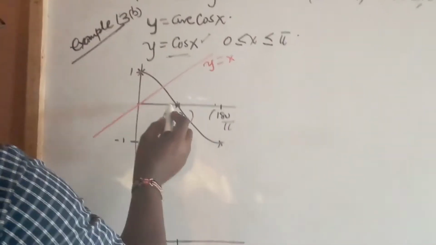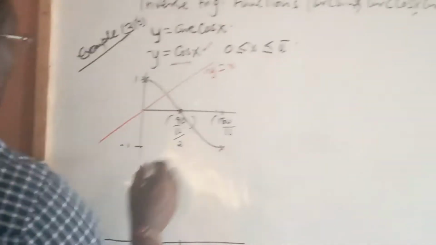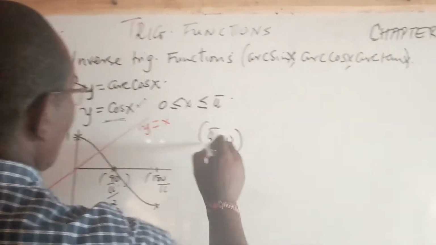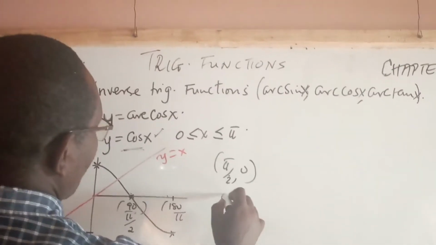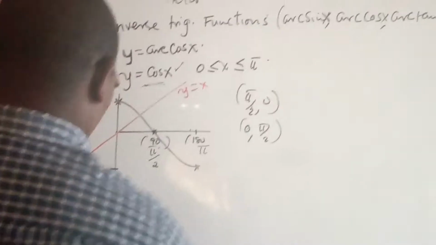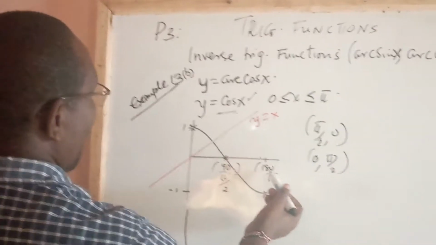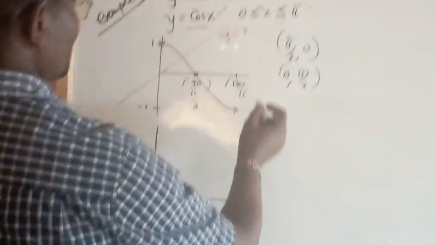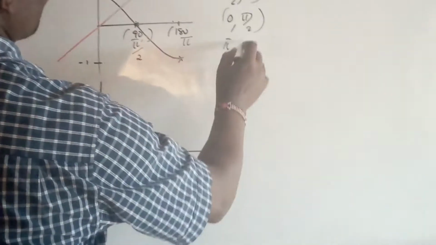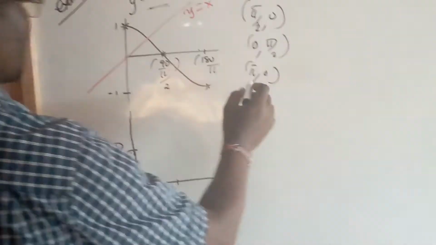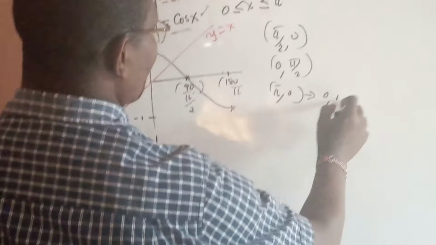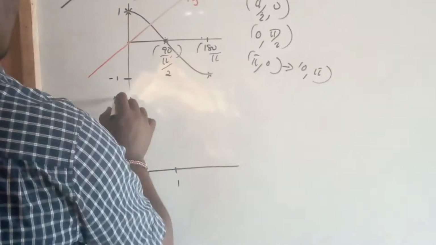0. Then when it gets here, we need to talk about 0, because pi over 2, 0, if we interchange this, it's going to be 0, pi over 2. If we get here, we are going to have these coordinates, or pi, 0. This coordinate is pi, 0. So along the y-axis, it's supposed to be now 0, pi. So up there, this is pi.